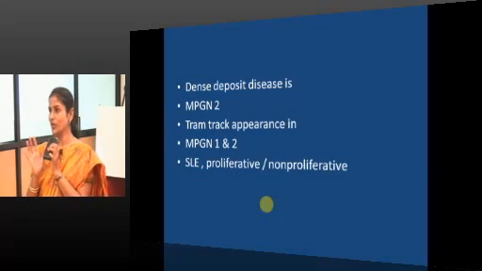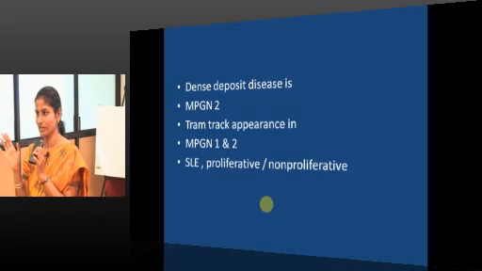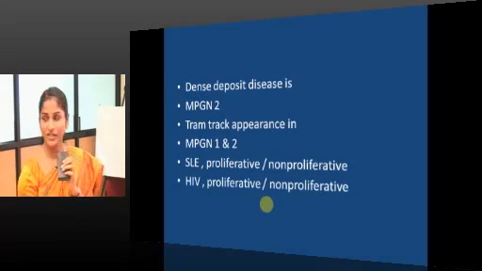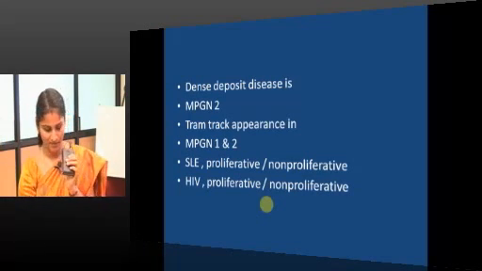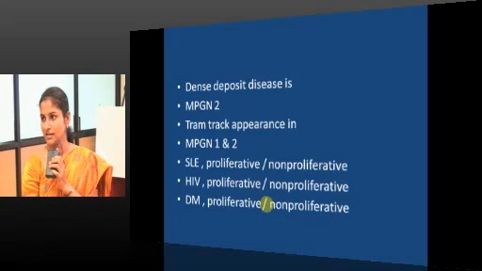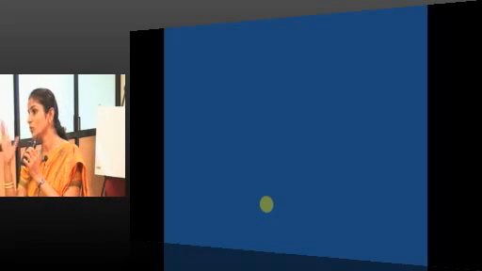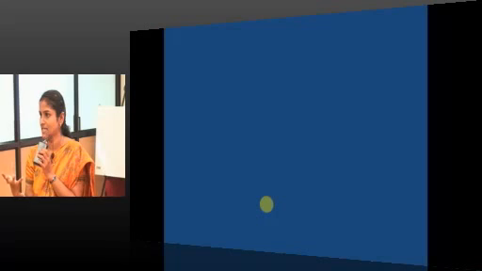Just comment whether it is proliferative or non-proliferative. I am sure at least you are clear about non-proliferative glomerulonephritis, nephropathies rather. SLE proliferative, HIV proliferative. Be sure about your non-proliferative diseases, right? Diabetes non-proliferative. It causes sclerosis, it causes thickening, no proliferation, right? Sclerosis thickening is different from proliferation. To call it proliferation, it should have increased cells, right?